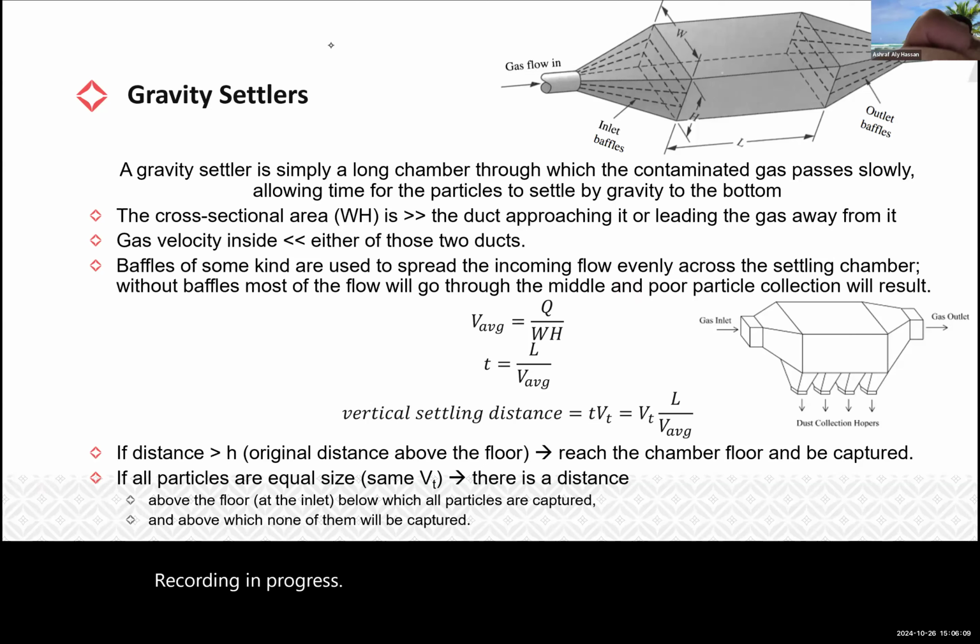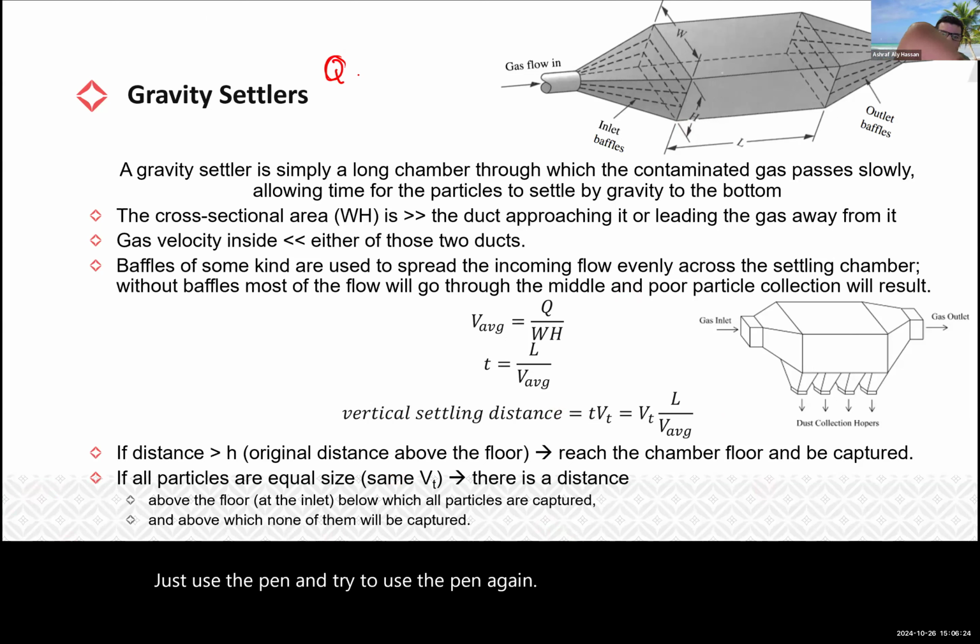So where Q is equal to A times B. In the inlet here, where you have small A, you have large B, while here, where you have large A, you have small B.